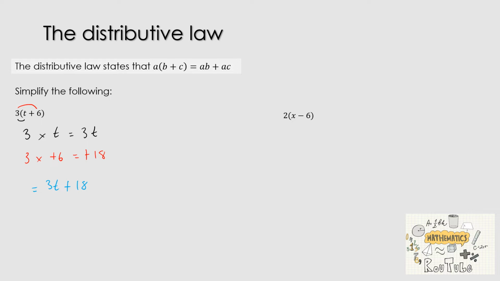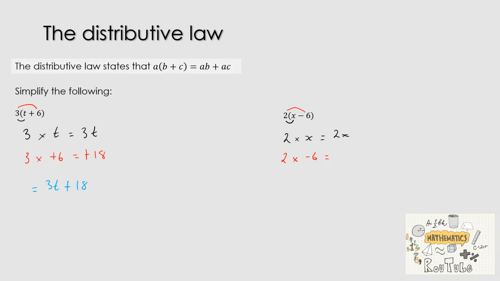Let's have a look at the next one. The only difference with this one is it's now a subtraction or a negative sign. Here we have 2 and then in brackets x minus 6. The first one, the 2, is going to be 2 times x, which is 2x. And then the next one, which we'll do in a different color again, 2 times, now it's really important, remember that's a negative 6. So 2 times negative 6.